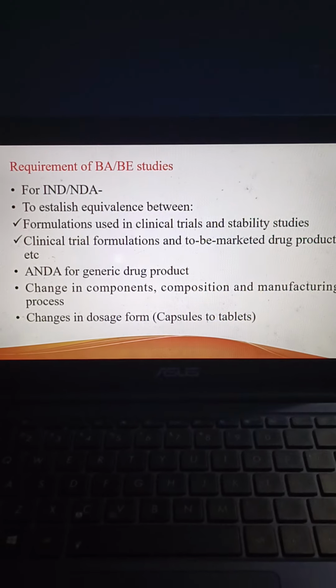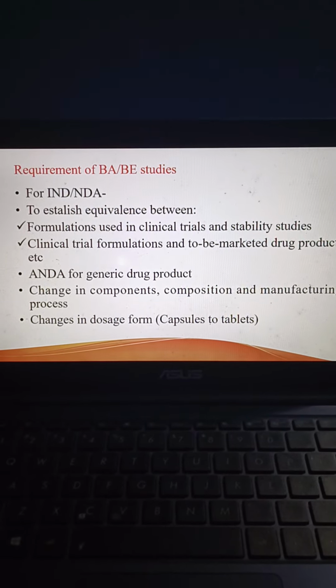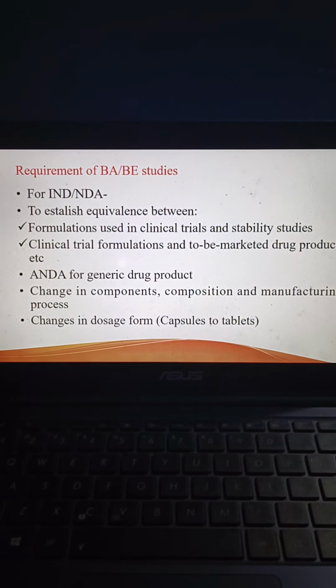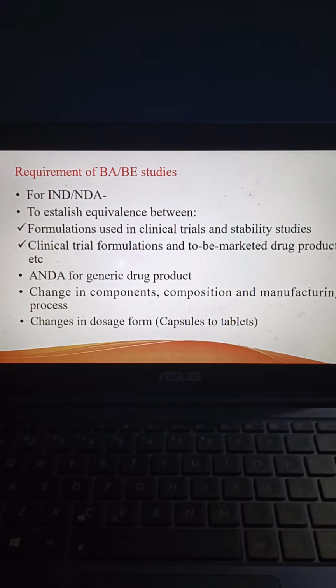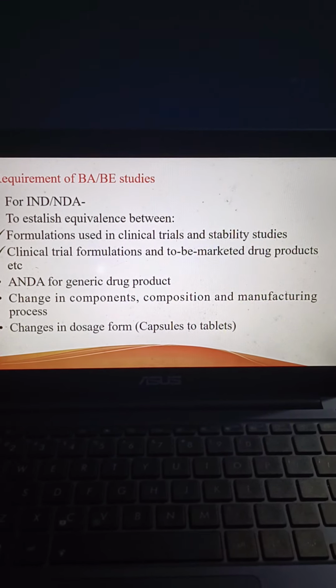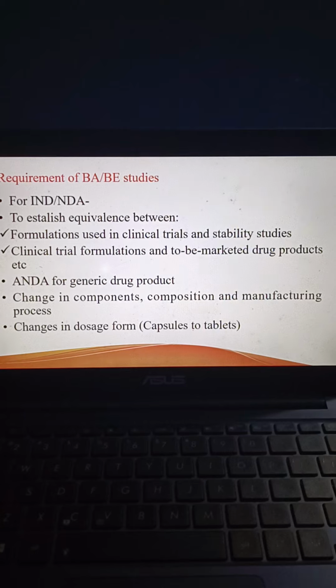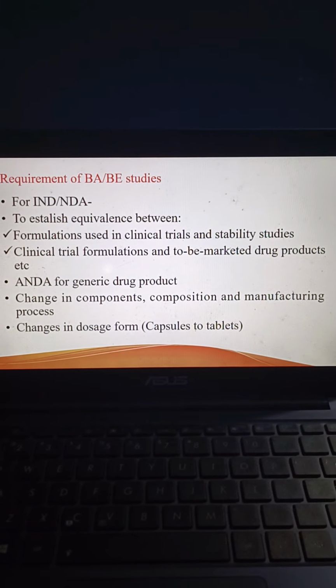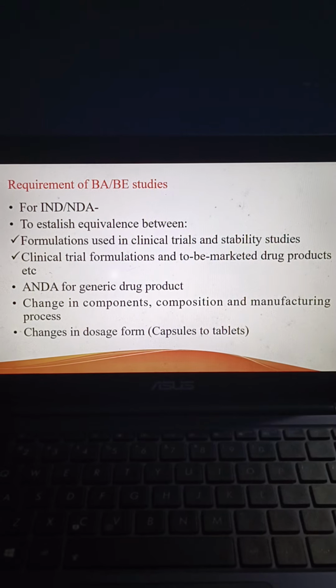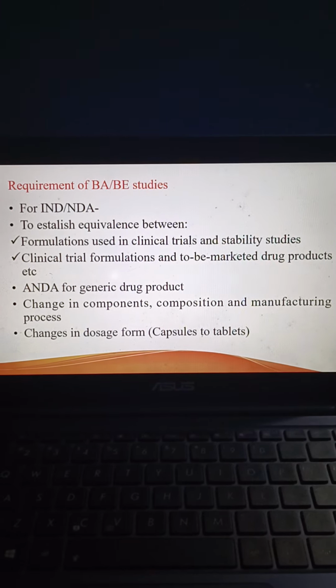Then requirement of BA/BE studies for IND, investigational new drug, or NDA, new drug application, to establish equivalence between formulations used in clinical trials, stability studies, clinical trial formulations and to-be-marketed drug products, etc. ANDA, abbreviated new drug application, for generic drug products, change in components, composition and manufacturing process, changes in dosage form, capsules to tablets.